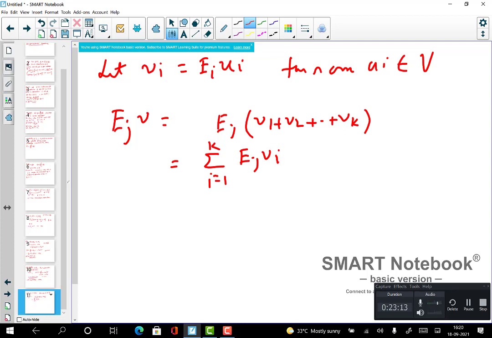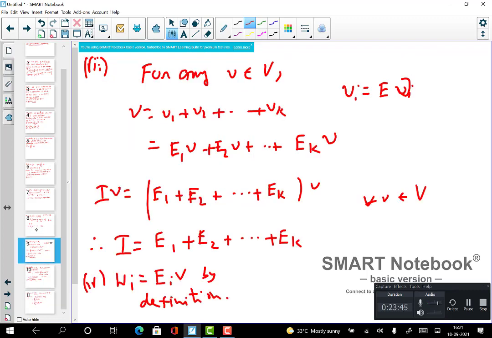I am assuming that the Vi's come from some other vectors. So suppose this is the sum over i equal to 1 to k of Ej of Ei of Ui. These Vi's are the images under Ei of some other vectors Ui, and then we know that Ej Ei are also from property number 2. So you check what property number 2 tells you.